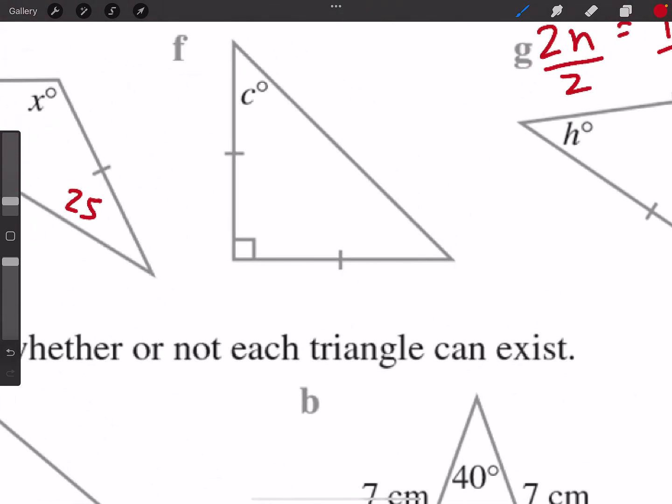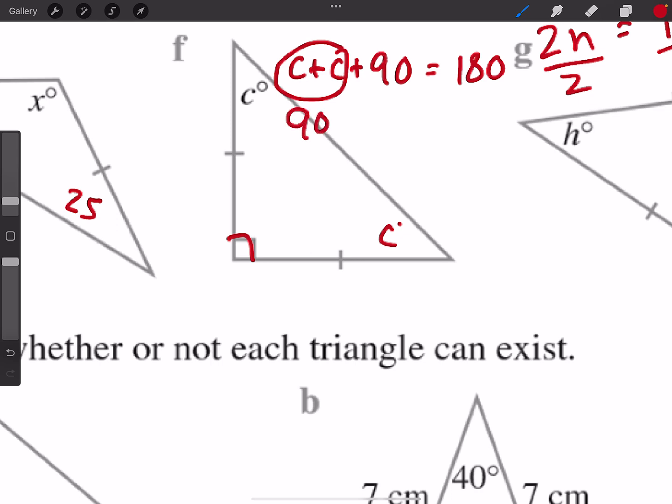Here you have, this must be c as well, and this is 90. So we got c plus 90 is equal to 180, the angle sum of a triangle. Alright, so this must equal 90 degrees as well, because 90 plus 90 is 180. So 90 divided by 2, c equals 45 degrees.